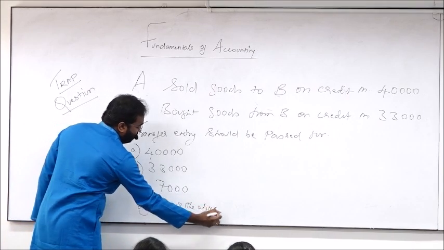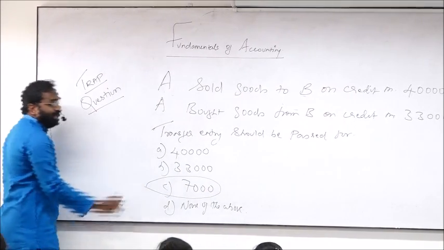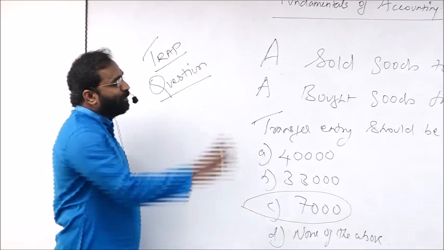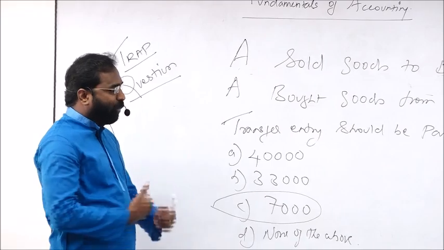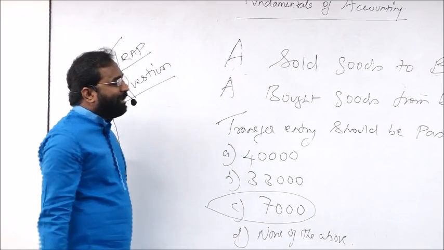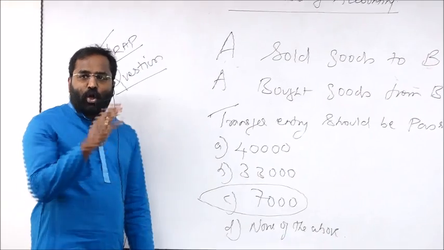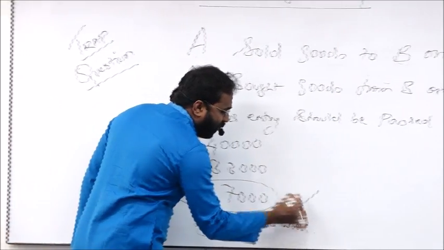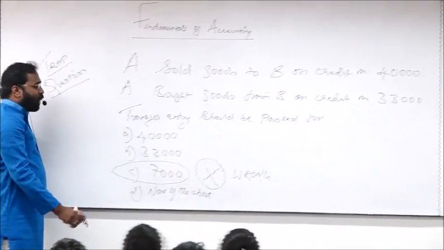What is the answer? Normally students will select 7,000. You also said 7,000, yes or no? By seeing this question, A sold goods to B on credit 40,000, A bought goods from B on credit 33,000, and normally students think the transfer entry should be passed for 7,000. Is this answer right or wrong? This is a wrong answer.